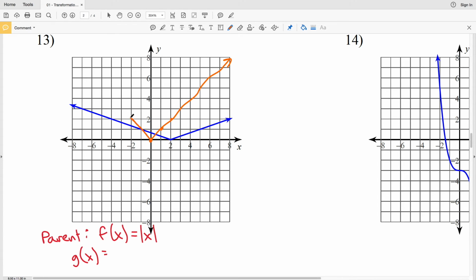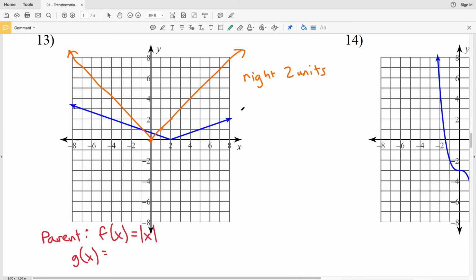Negative 1, 1, negative 2, 2, and so on. So now we can see what exactly happened to this function. Well, first off, it was translated 2 units to the right. And once it was translated right 2 units, you can see that it was compressed.